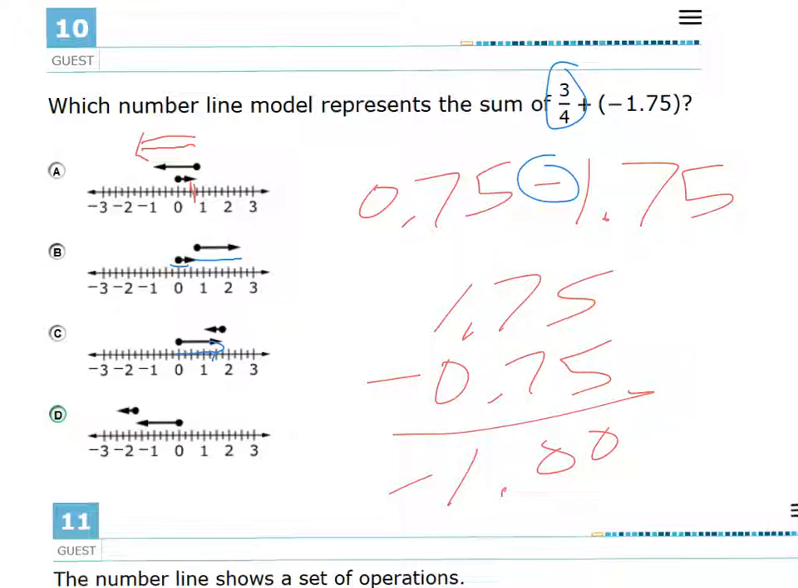And finally, for letter D, we notice that they start with subtracting. And again, it's a positive 3/4 that we start with. So the only possible answer we end up with is letter A.